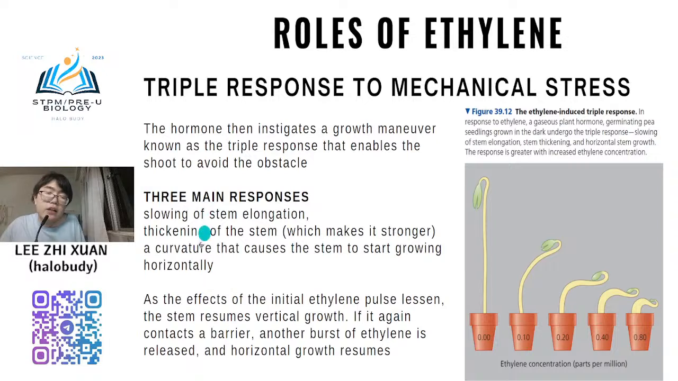So there are three main responses. The first response is to slow down the stem elongation. The second response is to thicken the stem, and the third response is curvature of the stem.